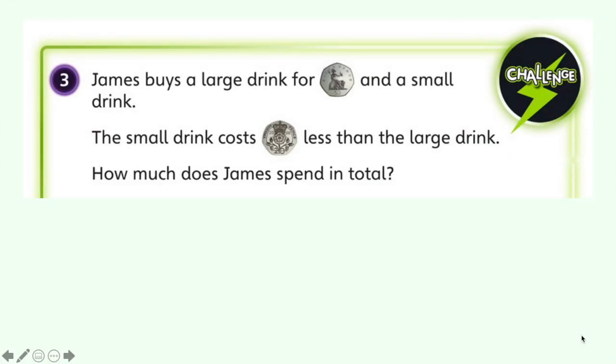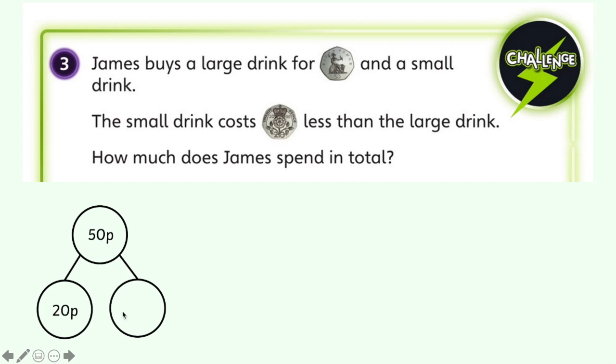Okay, let's talk about this question then. So the first thing we need to think about is how much does a small drink cost? We know that it costs 20p less than a large drink, and we know that a large drink costs 50p. So this is the first part whole model I drew. 50p is how much a large drink costs. A small drink costs 20p less, so that means that a small drink costs 30p.